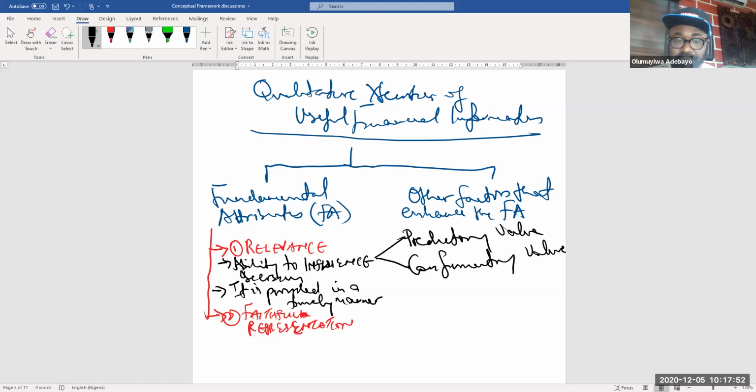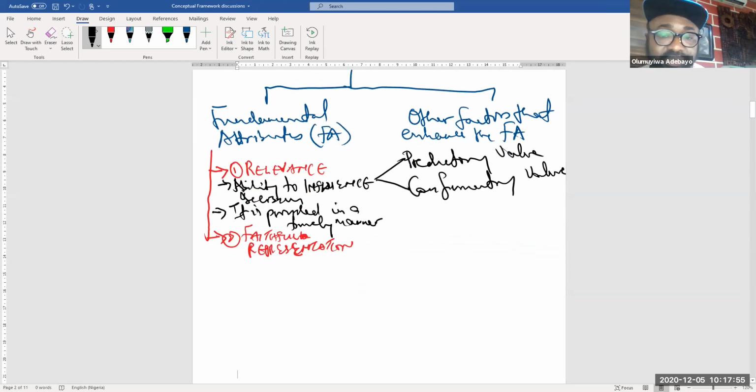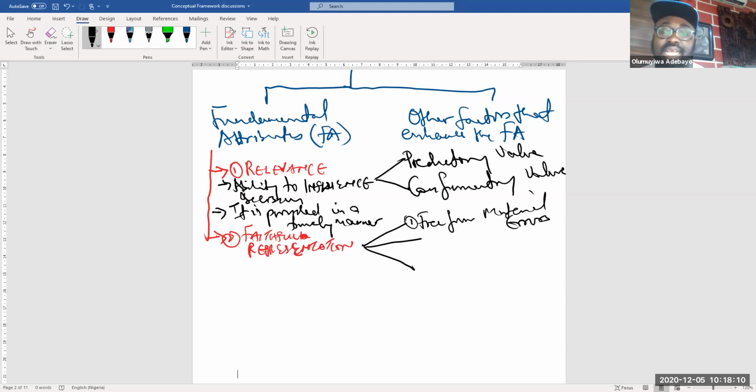Secondly, information faithfully represents, given that the following exist. One, information that is free from material errors has some degree of accuracy. Such information we will consider to faithfully represent the facts. Information that is free from omission, we say such information is complete.